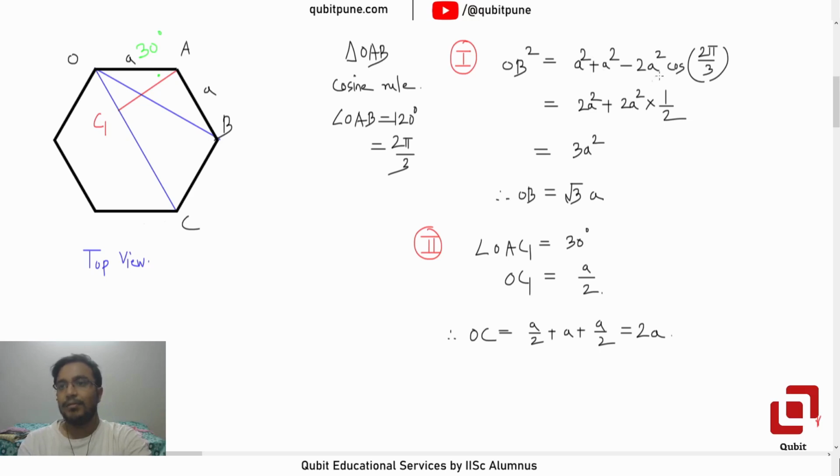A squared plus A squared minus 2A squared cos 2 pi by 3. Cos 2 pi by 3 is negative half. 2 will go, minus will become plus. So that will effectively be A squared plus A squared plus A squared, right? Because minus into minus is plus and 2 upon 2 is 1. So OB squared is equal to 3A squared, and therefore OB's length is now obtained, that is root 3 times A.